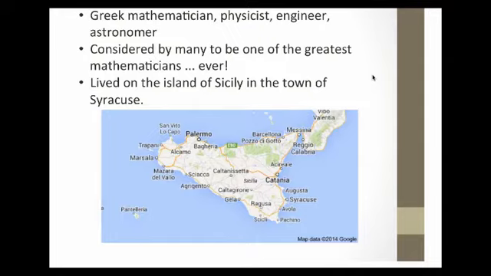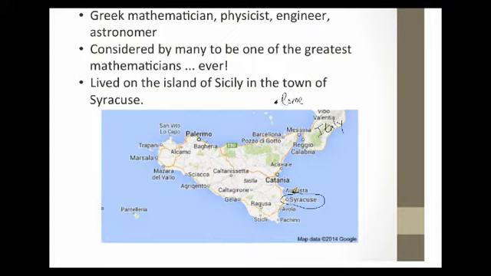But anyway, Archimedes lived on the island of Sicily. Here's Italy up here, and Rome would be way up here, not on the map. But this is the island of Sicily that you see right here. He lived in the town of Syracuse, so he lived basically at the beach. Lucky guy.